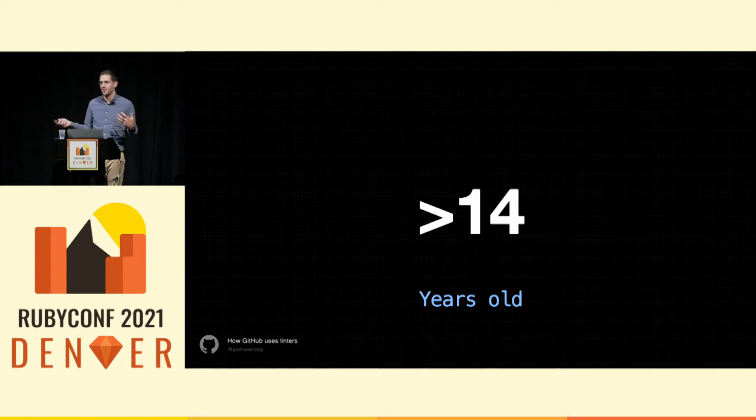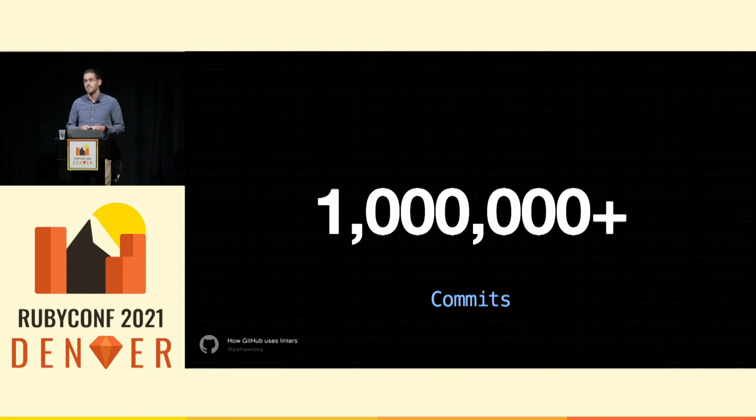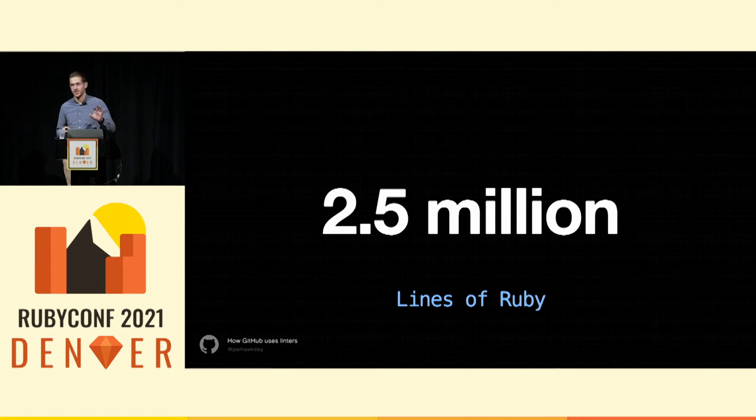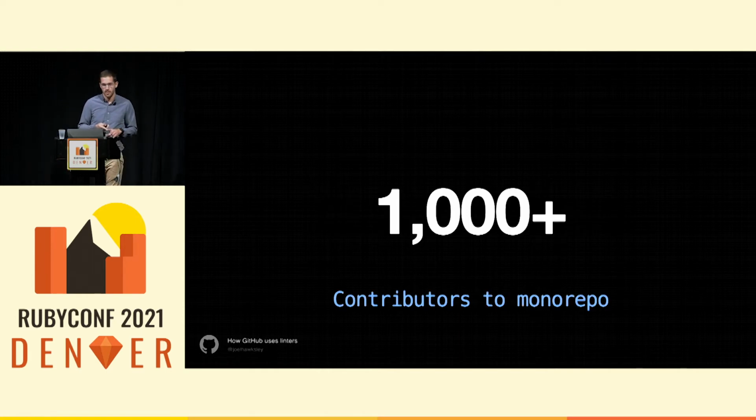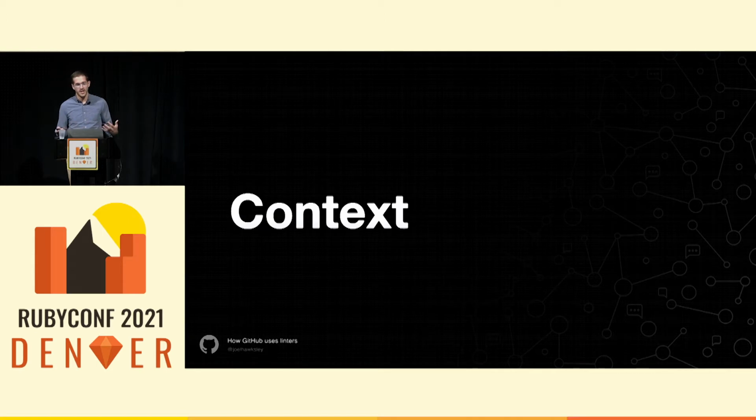Our monorepo is now well over 14 years old. I think it's actually over 15 at this point. We recently crossed our millionth commit in our monorepo, and it's a ton of Ruby. I actually found a really cool tool called Clock that you can use to measure the number of lines in a code base, and we clocked in at 2.5 million lines, and that is excluding comments and blank lines. So this is a ton of code. And perhaps most importantly, we have over 1,000 unique people contributing to that code base every year. Massive scale.